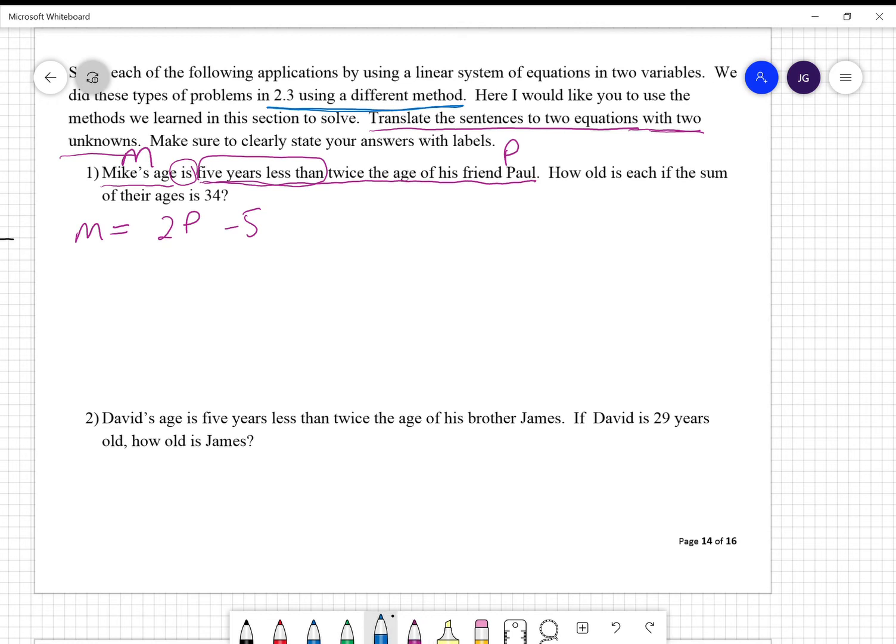Second sentence. How old is each if the sum of their ages is 34? Well, sum is Mike plus Paul equals 34. Now I have my two equations, my two variables. Now you can choose by solving by substitution or elimination.